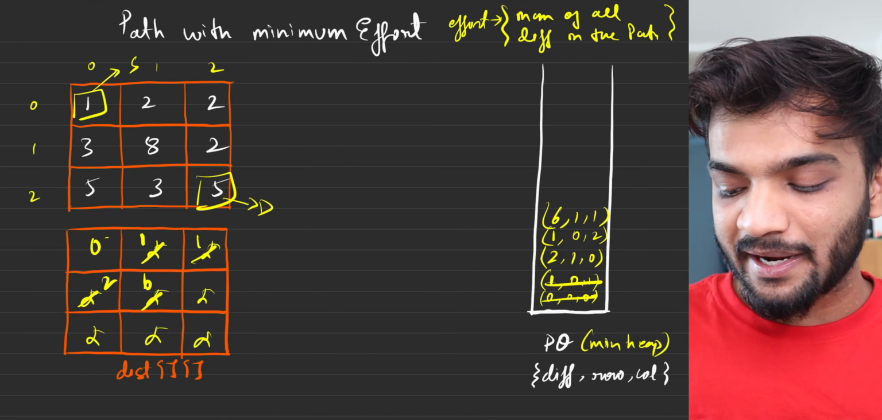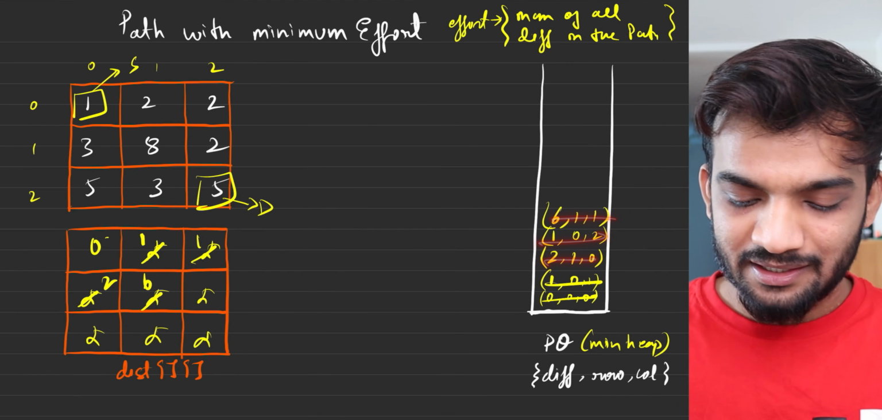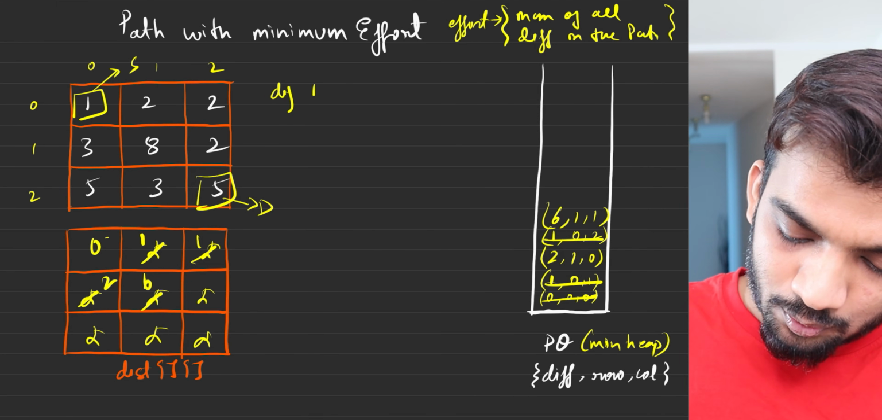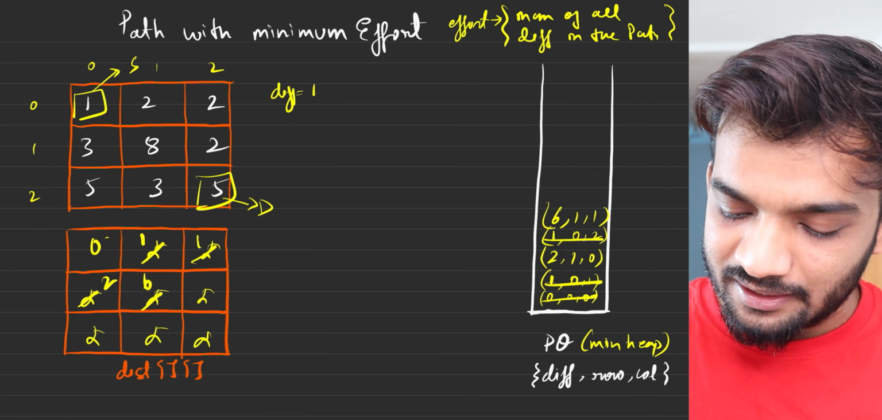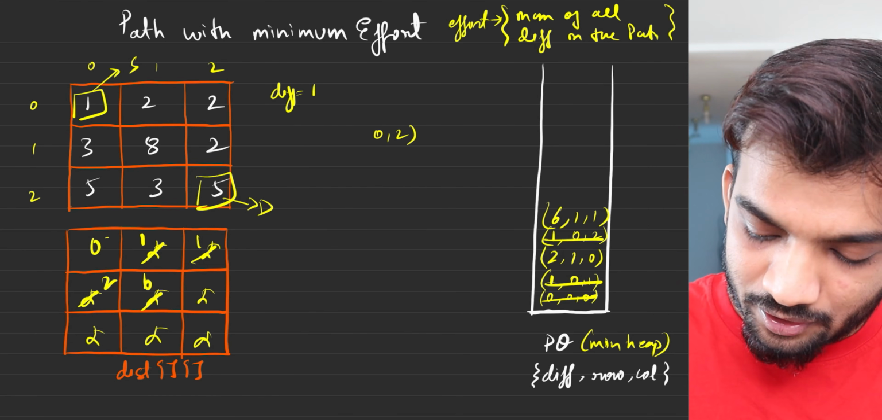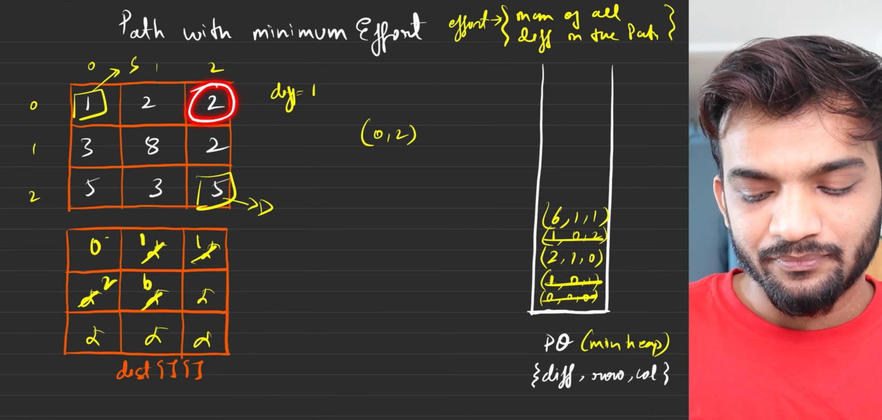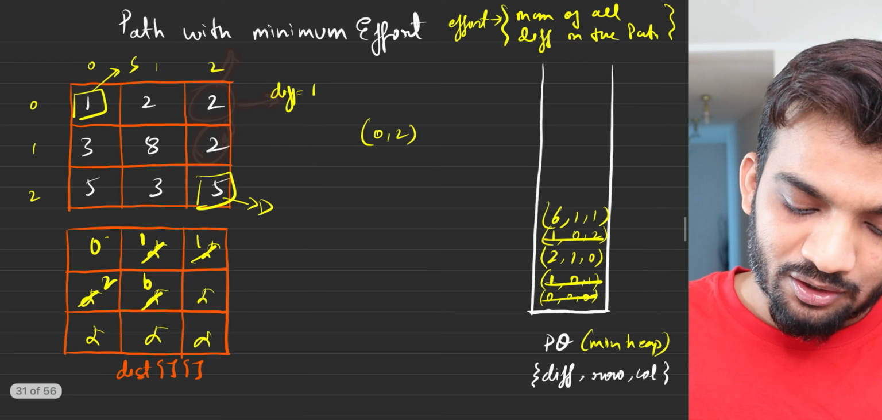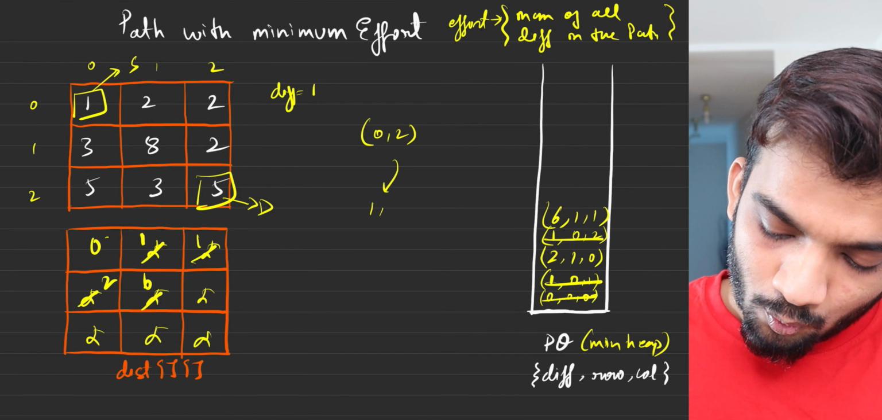Get the minimum out of the priority queue. Which one will be the minimum? Definitely 1. So I'll just take it out, which says the difference is 1, and the coordinates are very easily 0 comma 2, right? That's the coordinate. So I'll just write the coordinate 0 comma 2. Now we are here. Can we go top? No. Can we go right? No. Can I go here? Yes, which is 2. So I'll try to go here, which is 1 comma 2.